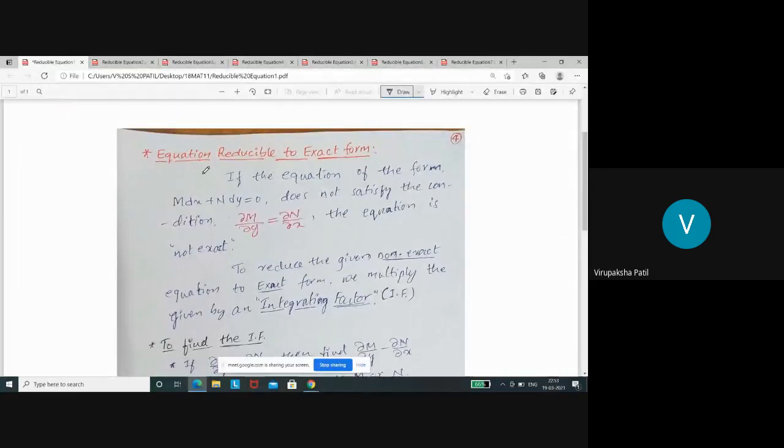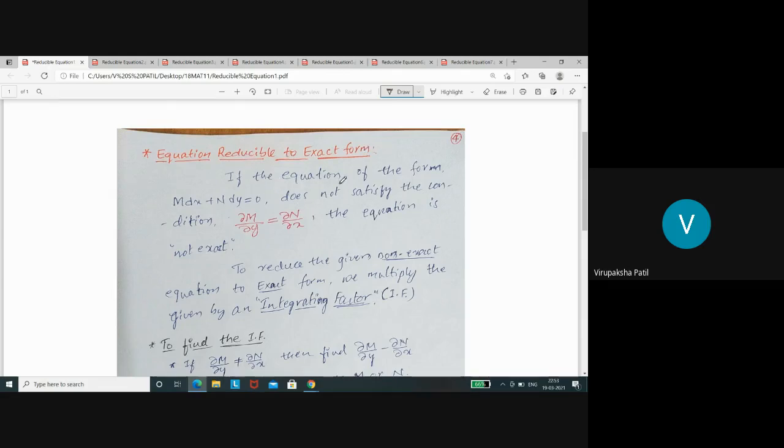Dear friends, in the last video we discussed equations which are exact. Now we'll take some equations which are not exact, but which can be reduced to the exact form, and after reducing them to exact form we can solve them. So, equations reducible to exact form.